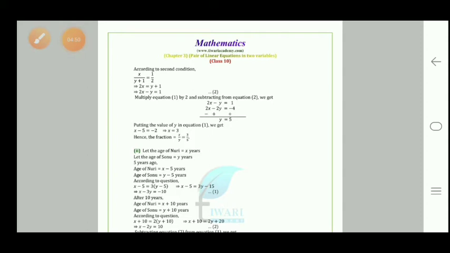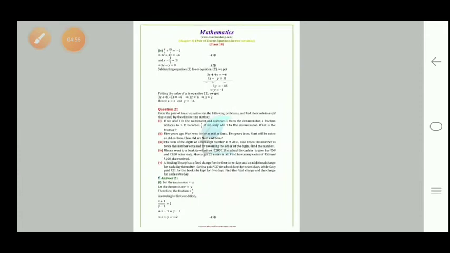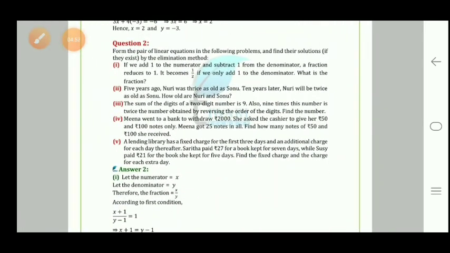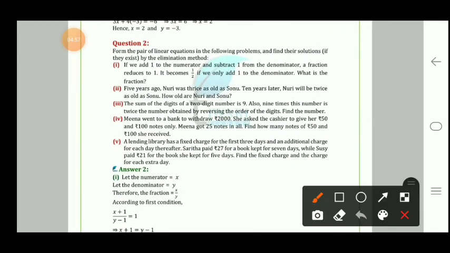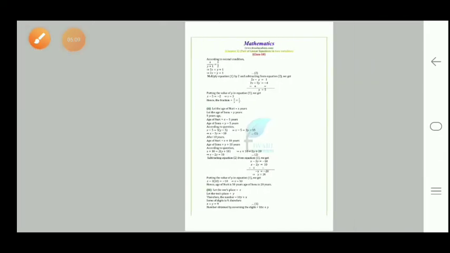Now moving towards the second part. The question given to us is: 5 years ago Noori was thrice as old as Sonu. 10 years later Noori will be twice as old as Sonu. How old are Noori and Sonu? So how to solve this now?